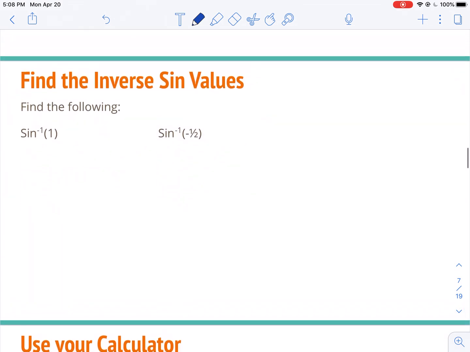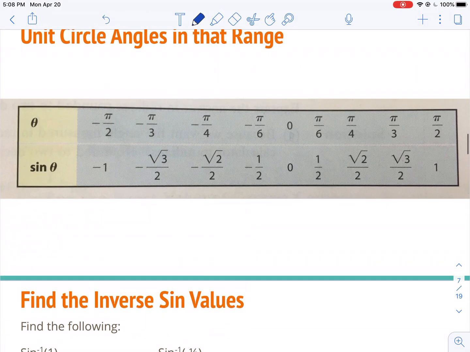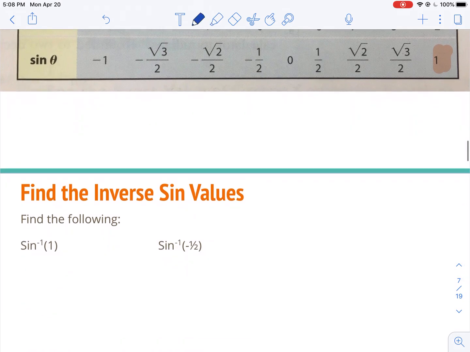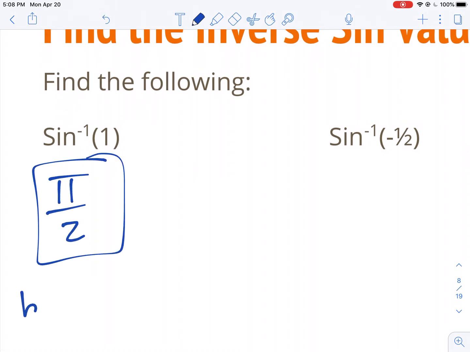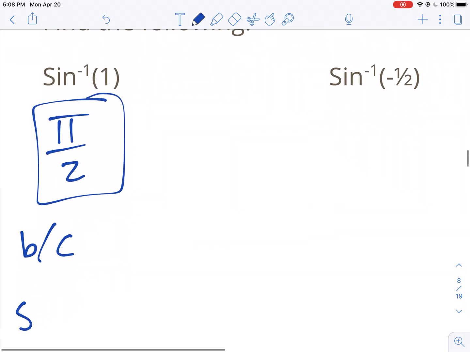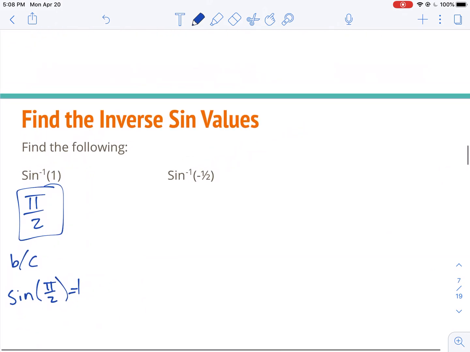So if I want to look at some inverse sine values, the inverse sine of 1, I'm going up here and I'm looking, okay, what theta has a sine of 1? Oh, pi over 2 gives me a sine of 1. So if I'm taking the inverse sine of 1, my answer here is pi over 2. And this is because the regular sine of pi over 2 is equal to 1.